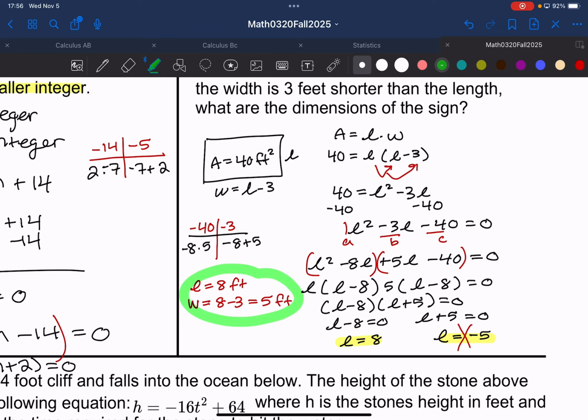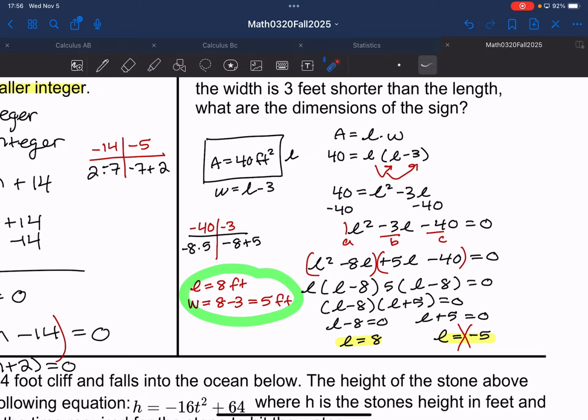Do we provide both of those answers? You would provide both, which means you would have 2 lengths and 2 widths, because you'd have to subtract 3 for both. Would it be considered wrong if you did only one of them? Like if you got 2 positive, yes, you'd only get half points.